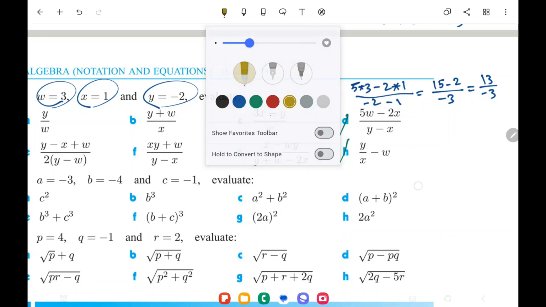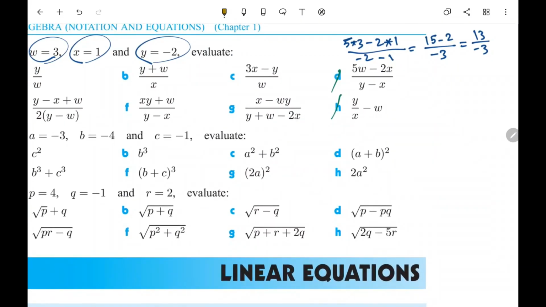Okay, let's get this ink. Here we have Y, which is negative 2, divided by X, which is 1, minus W, which is 3. Which will equal negative 2 minus 3, which will equal negative 5.